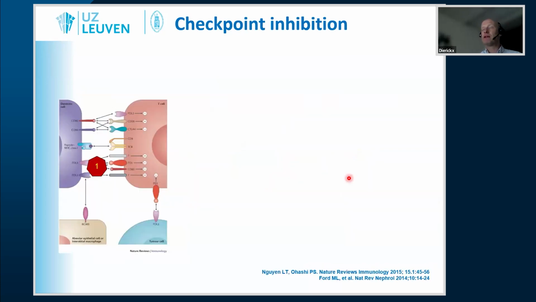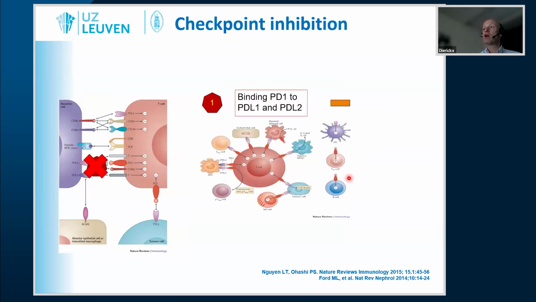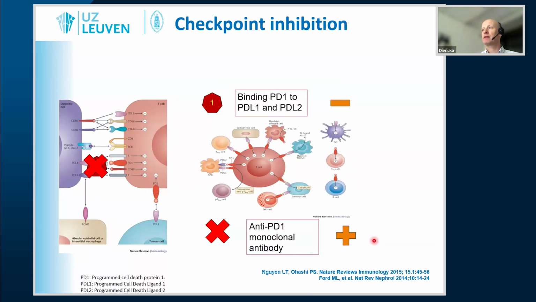Another one is PD-1. So on antigen presenting cells, you have PD ligand 1 and 2. On the T cell, you have PD-1. PD-1 binds to PD-L1 and 2 and this is a negative co-stimulation, it will not activate the T cells. When we give an anti-PD-1 monoclonal antibody, this will activate the immune system.